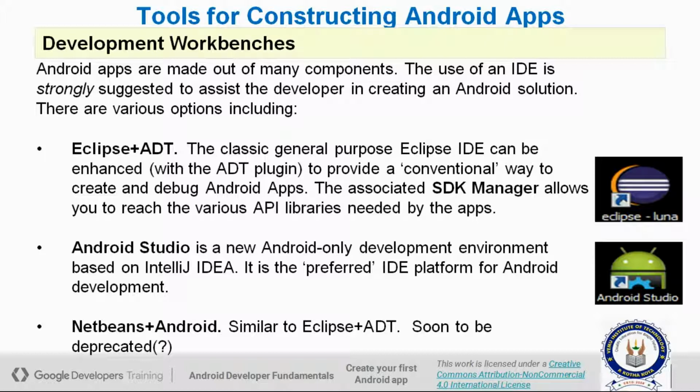It has the SDK manager, so you will get all the libraries. In the previous slide I gave the different libraries: maps library, maps.jar file, location.jar file, android.jar file. There are different jar files in the API libraries. You can get all those different things if you configure the ADT plugin.